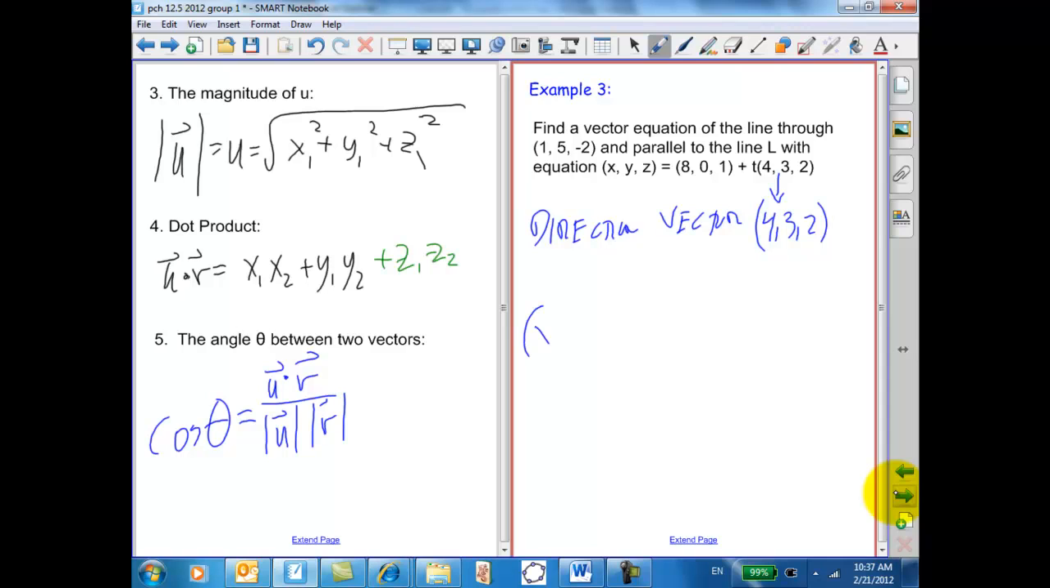So x, y, z equals, now I need a point on the new line. Where's that hiding out? There you go, 1, 5, -2, plus the scalar multiple, don't forget that part. This is what gives you more than 1 point. Times the direction vector 4, 3, 2. See, these lines are parallel because they have the same direction vector.